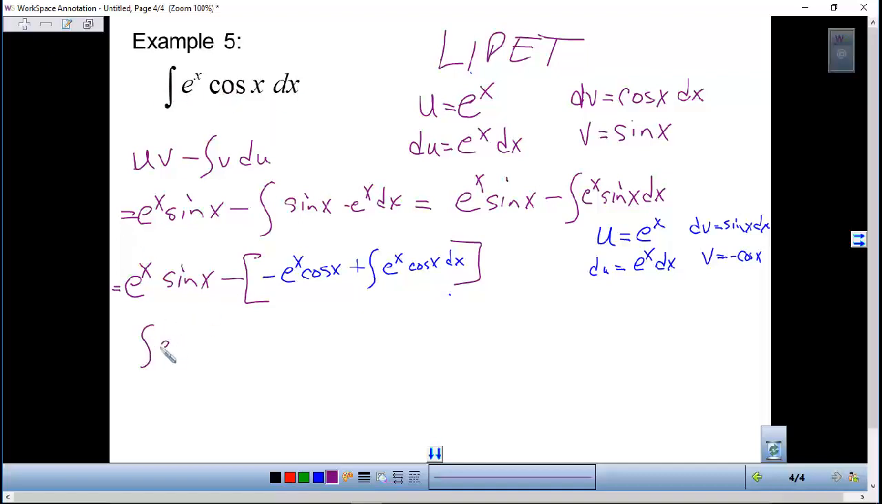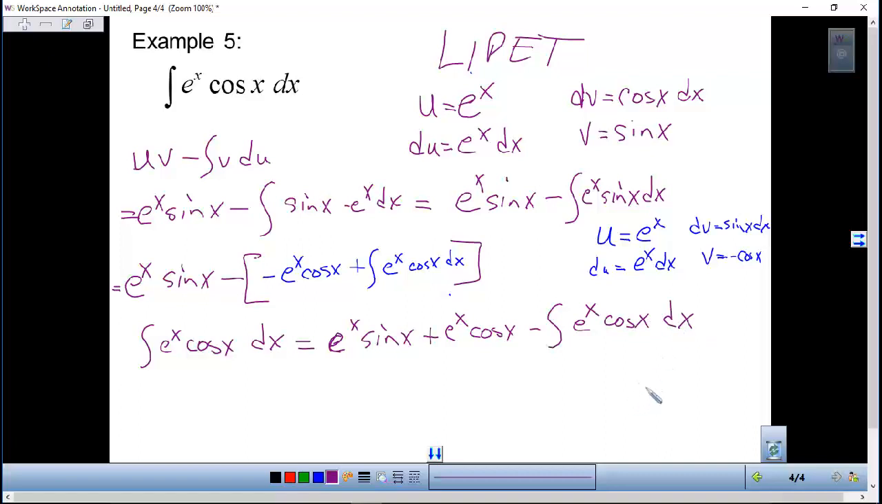So the integral of e to the x cosine x dx, and we started working this problem and we found out that it's going to equal what we have right here. e to the x sine x, negative negative, so that's a plus e to the x cosine x, and then minus the integral of e to the x cosine x dx.